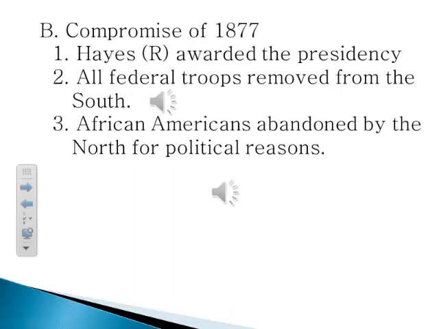Now, the deal that they came up with became known as the Compromise of 1877. And it wasn't surprising that Rutherford B. Hayes, a Republican, was awarded the presidency. But now the South needed to get something in return. And in return, what they wanted was the troops to be removed from the South that had been there ever since the Military Reconstruction Act had been passed in 1867. So the troops were removed.